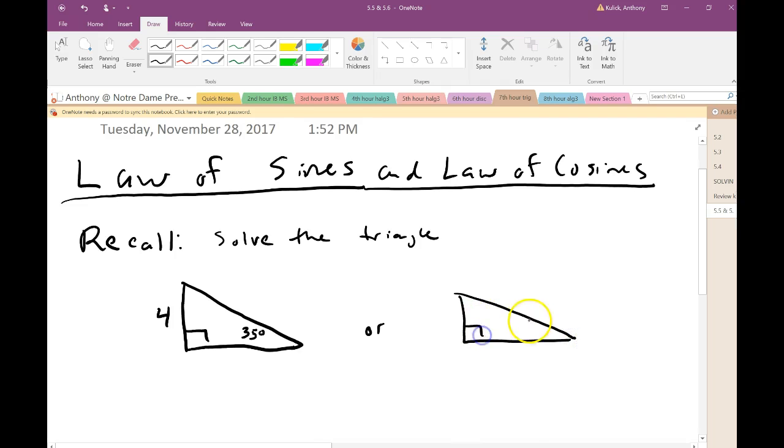Or you could have had something like this. Let's make the long side the big number. Does anybody remember, when we say solve, what do we mean by solve? Yeah, it means find all the other unknown sides and all the unknown angles for that triangle.